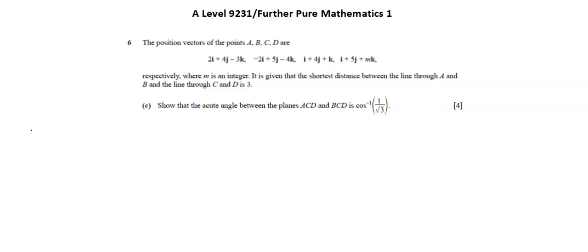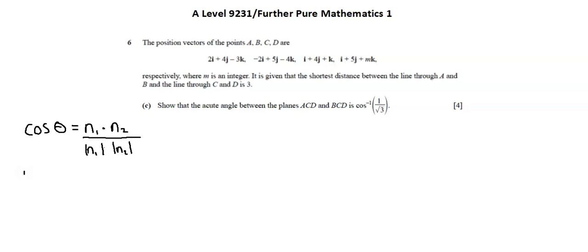To find the angle between planes, we'll work with the normals of the planes using the equation cosine theta equals the dot product of the normal of plane 1 and plane 2 over the magnitude of the normal of plane 1 times the magnitude of the normal of plane 2.